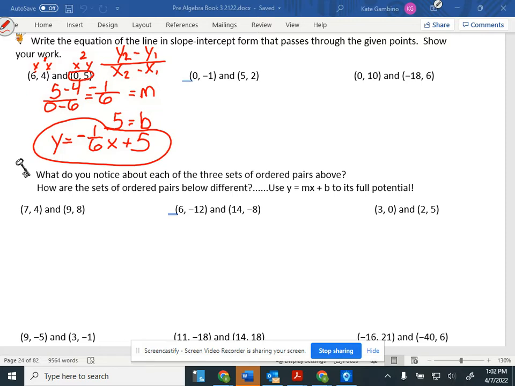So what do you notice about each of the 3 sets of ordered pairs above? Each of these sets, they give us the y-intercept. Okay, so the next 2 are going to be easier for you to do. Yes? How would you even find it? Oh, that's what we're going to learn. It is a great question, Sam. We're learning it.